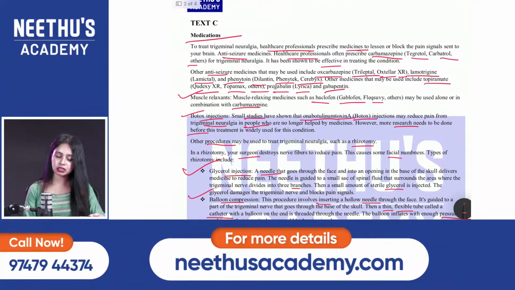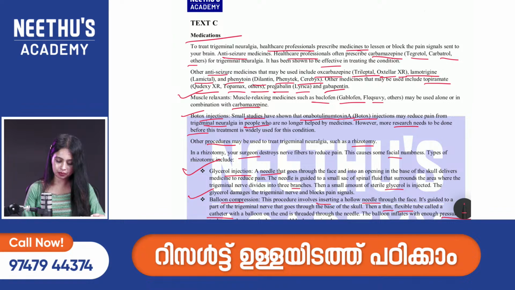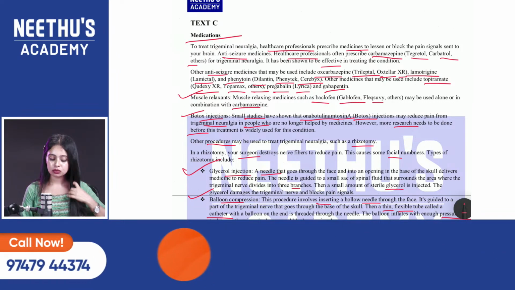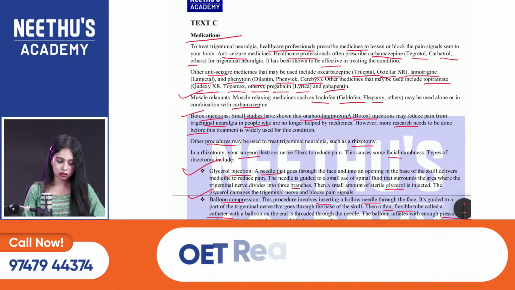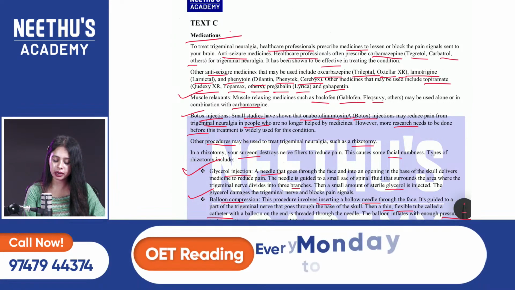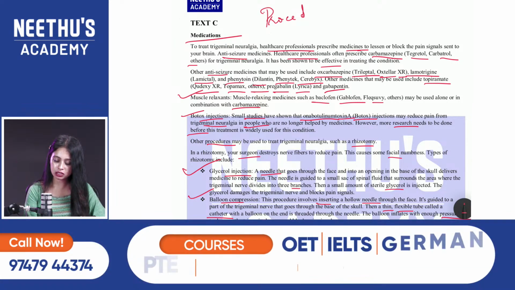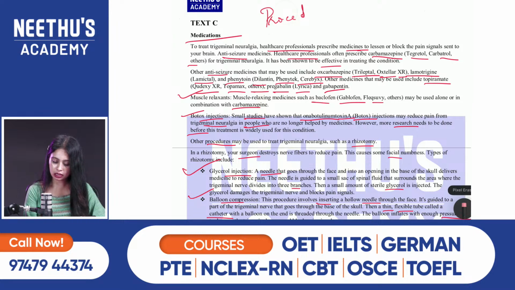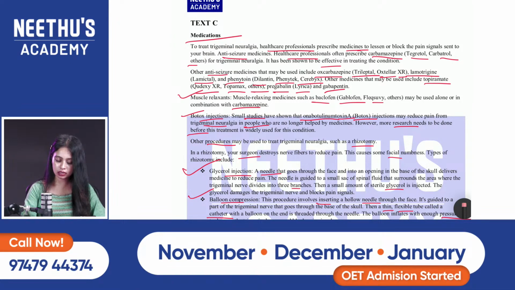And what about text C? What is in text C? Only the medications? What is mentioned in text C? Text C is all about medications, or you can say procedures, treatment. So text C is all about treatment for TN: the procedures, treatment, medications. So that is in text C.